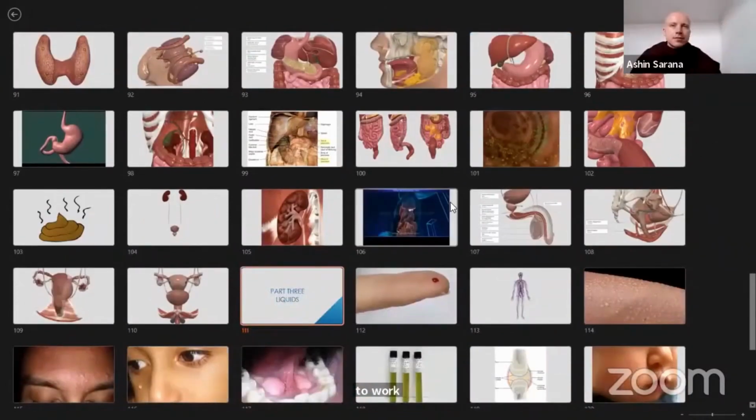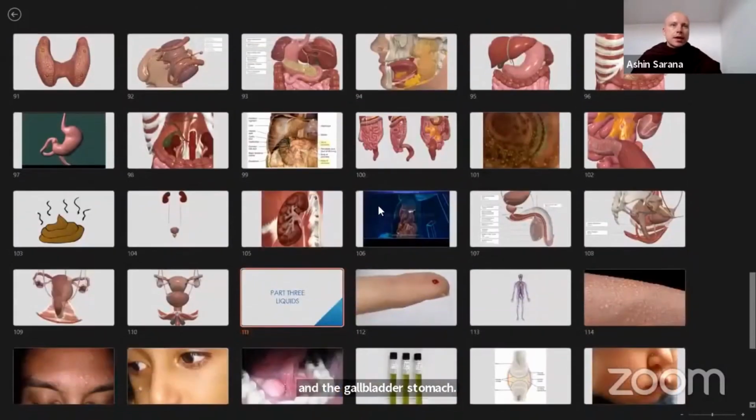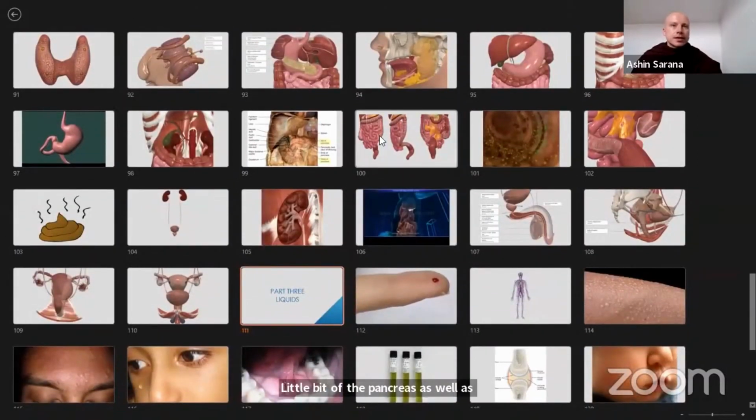Then in the digestive process, we looked at the salivary glands, at the liver and the gallbladder, stomach, a little bit of the pancreas as well, and finally the intestine.